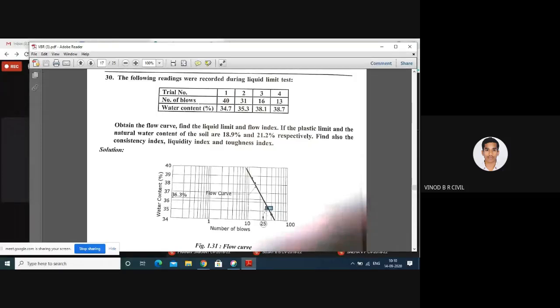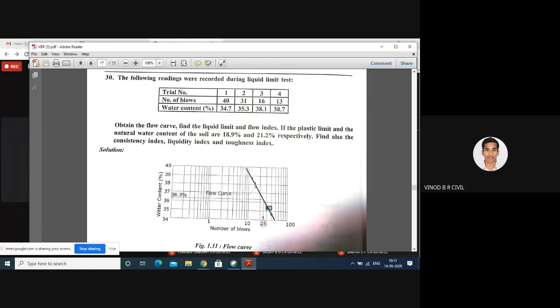I shared the textbook, Basic Geotechnical Engineering, the brown cover. The advantage of this textbook is that you can see the actual size: here 10, 20, 30 and 40. For 40, the y-axis value is 34.7, so you can see the point here.